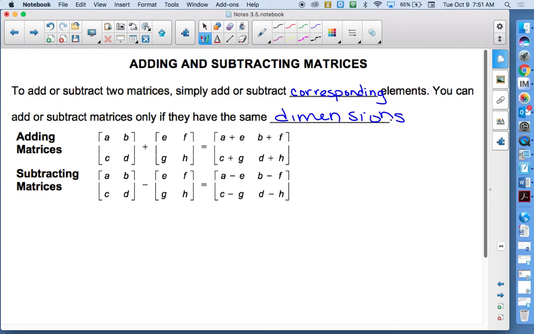So if you look here, here's a little example. Element A gets added with element E. Literally, we're taking A plus E. They're at the same place, the same position. B and F will be added together, and then C and G, and finally D gets added with H.